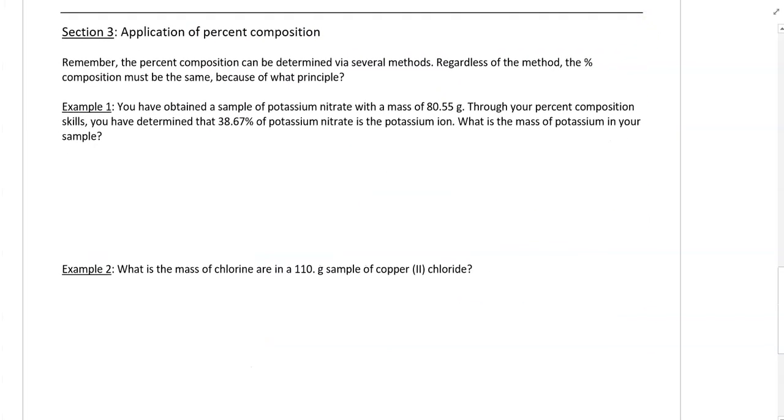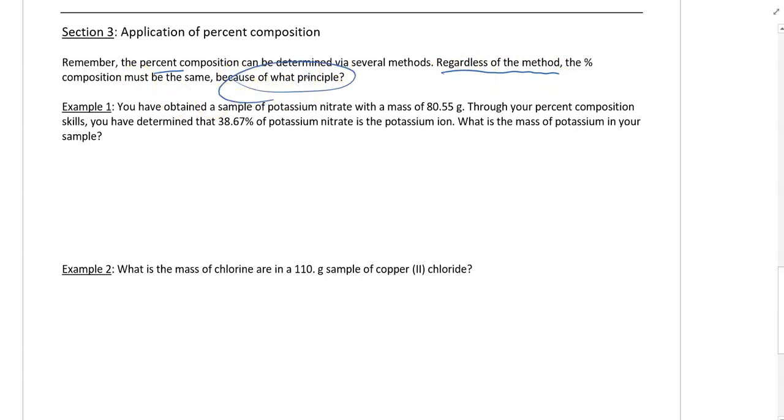Keeping this going, we have the application of percent composition. This time we kind of have already done it, but we're going to use this when I'm just sort of given amounts of information. So whatever the case, the percent composition can always be determined through several methods. One method through experimental masses, the other one through molar masses, or through just the compound formula, which we just did. Regardless of the method, the percent composition must be the same.